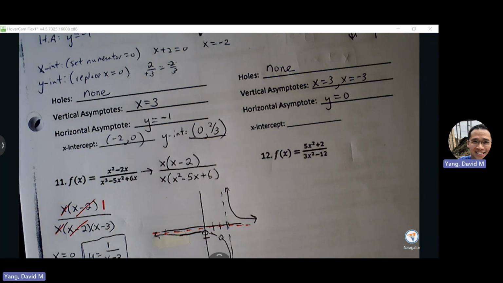It's pretty easy to just create our own. I just had the parent graphs here, so y equals x, y equals x squared.